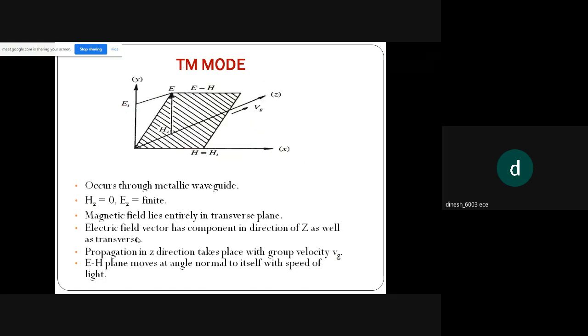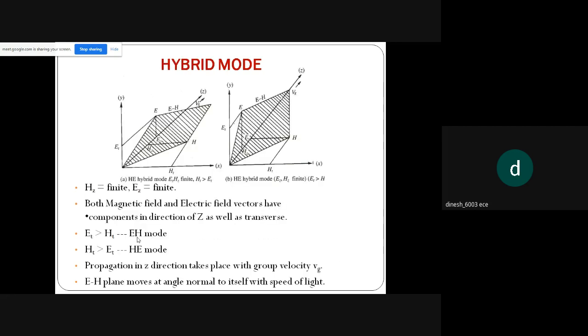For TM modes, we have Hz equal to 0. The magnetic field along the direction of propagation will be 0. Ez will be finite. So the magnetic field lies entirely in the transverse plane. The electric field vector will have a component in the direction of z as well as transverse. The propagation in z direction takes place with group velocity Vg. E and H plane moves at an angle normal to itself with the speed of light. Next is the hybrid mode.